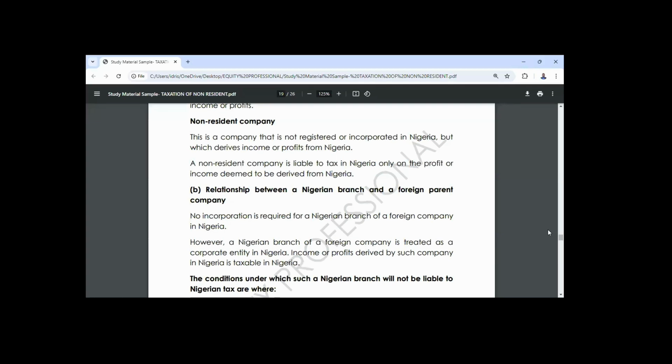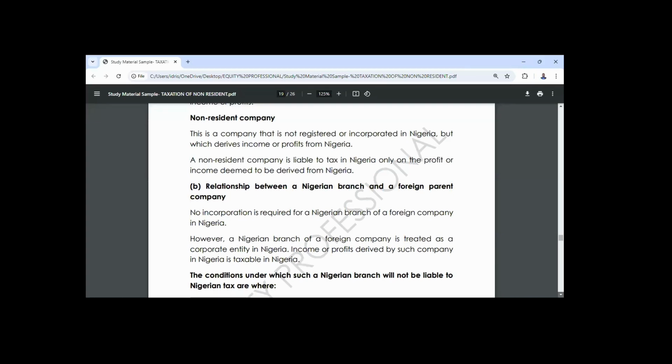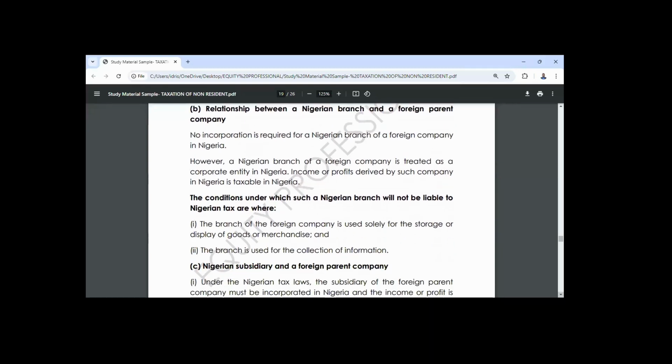The only case where the profit of the branch will not be liable to tax in Nigeria is when they use that branch for storage of goods or display of goods, or when they use the branch for collection of information. In that case, the profit will not be liable to tax in Nigeria.